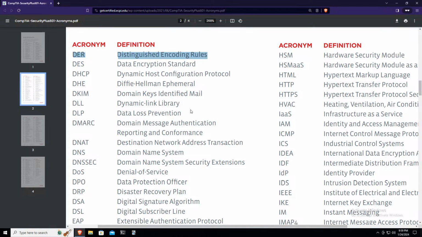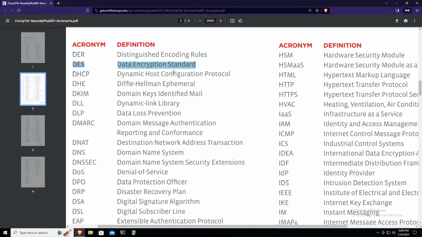DES, Data Encryption Standard. So DES is, well, it says it in the name, a standard for data encryption. Can't say much else for this one. A little bit more reading for this one would be helpful, just to give out some examples.